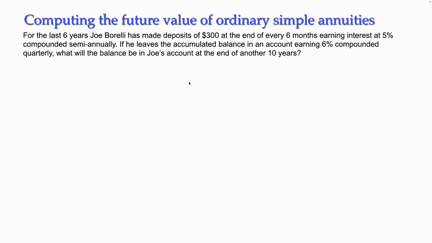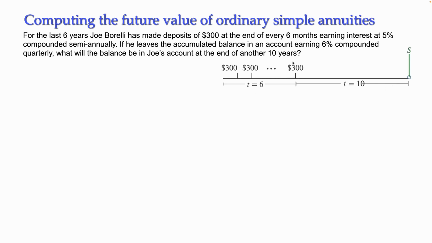So again, we are thinking of a situation where we have a period of annuity, a period when we have payments, of 6 years in this case, because Joe Borelli has made payments for the last 6 years. At the end of every 6 months, so these payments are semi-annual. And it's compounded also semi-annually, so this is an ordinary simple annuity. And then there are 10 years when there are no payments. So after the 10 years, we want to know how much we have.